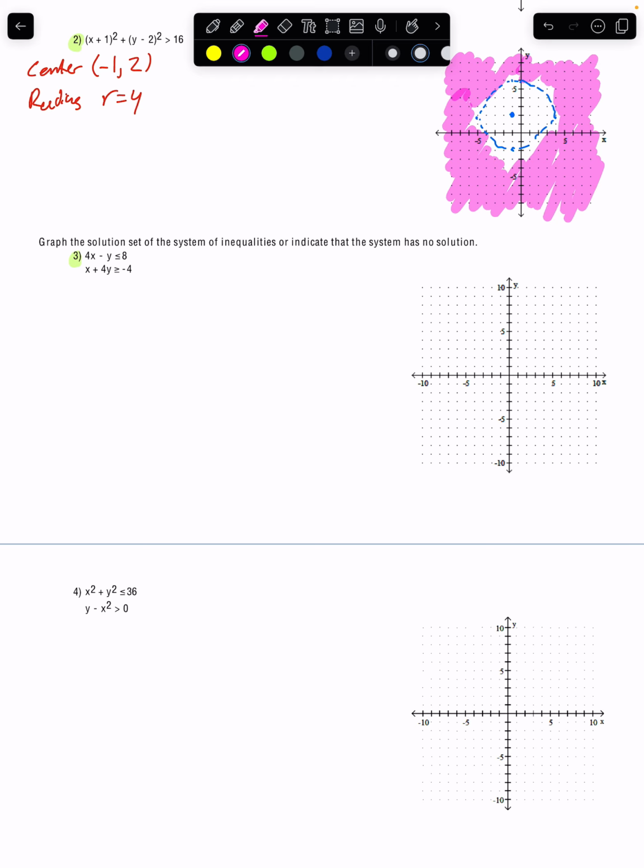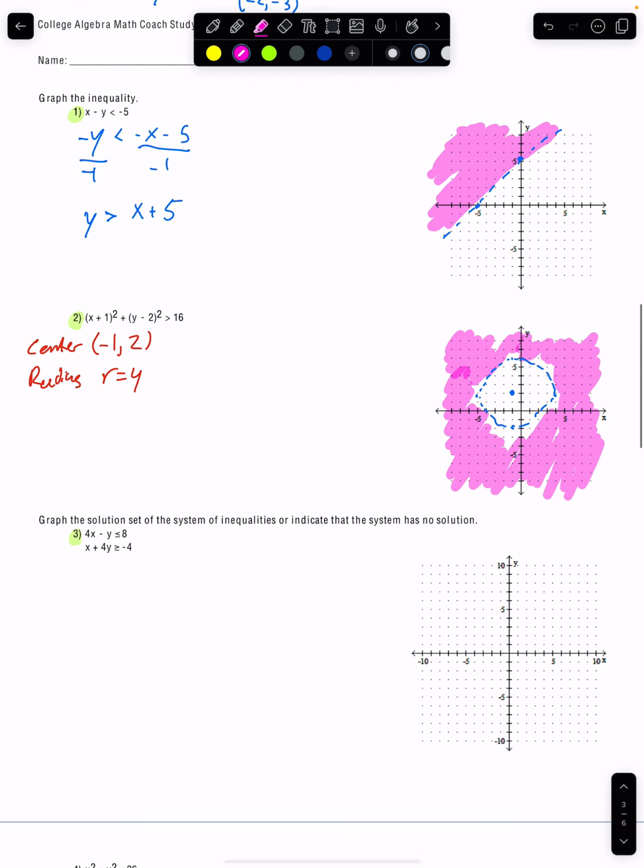Now for number 3, it says graph the solution set. The system of inequalities indicates if there is no solution. So now we're doing the same thing, but there are multiple graphs. Let's do the top piece first.